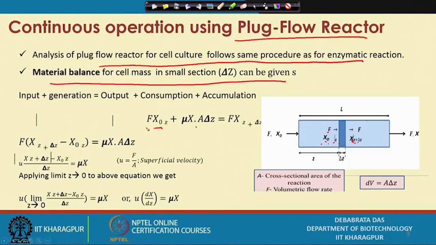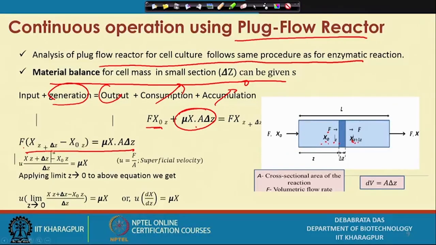This is the input, then the rate of growth of the cells, which is the generation of the cells, and then the output. We can assume the consumption, and under steady state condition this is equal to 0. Then we can write the equation in this form: F into x at z plus delta z, minus F into x at z, equals the generation term. F divided by A, the cross sectional area, gives the velocity u. As delta z tends to 0, we can write u dx by dz equals mu into x.